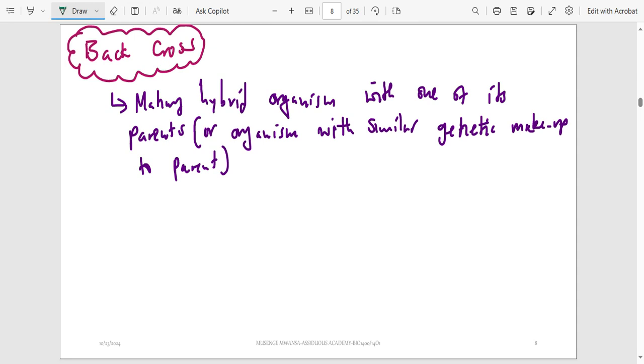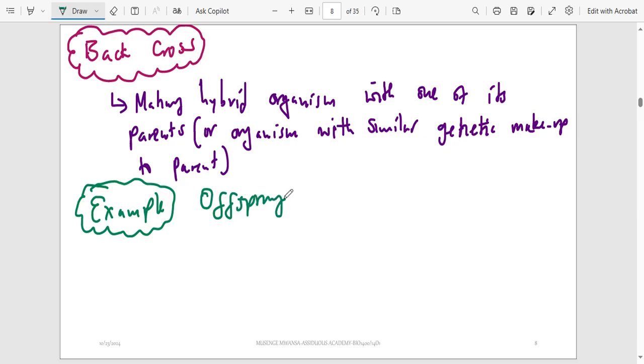Okay, so we can give an example. Let's say, for example, we have an offspring. Let's say we started with the parents. The genotype of the offspring is capital T, small t, and then one of the parents, the genotype is also capital T, small t. So now you are crossing these guys.